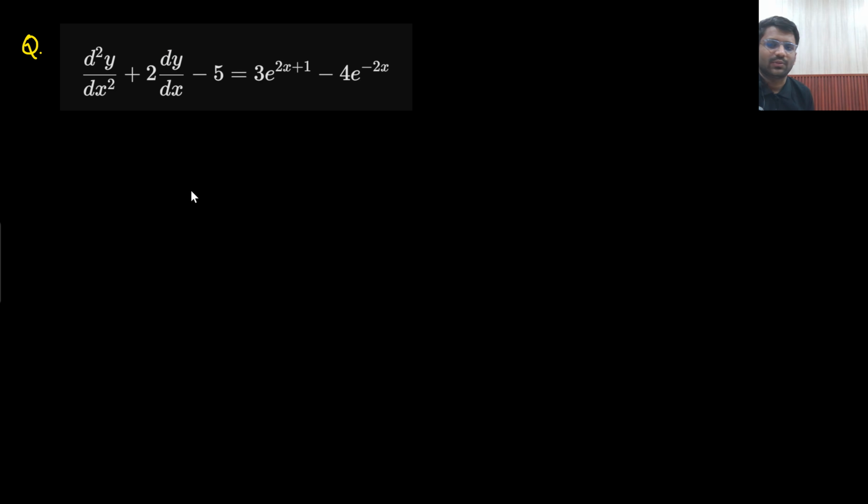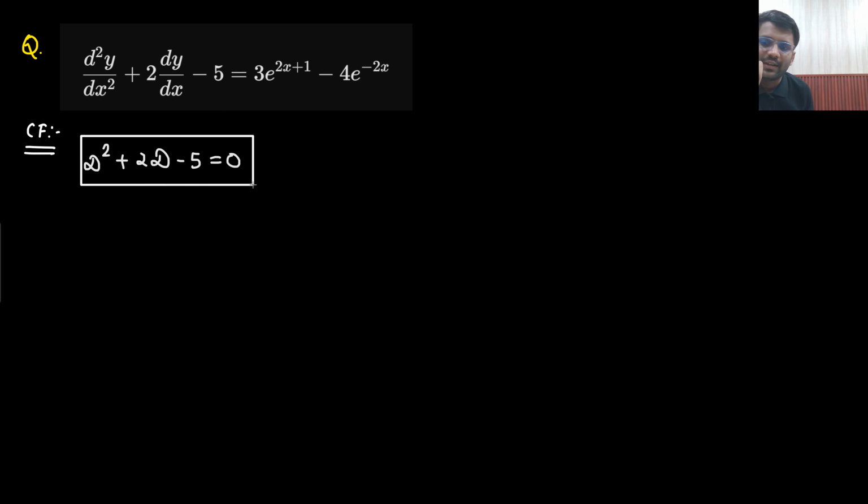Now let's solve this question. It will be your revision question. Completely everything that we have studied till this point will be revised. So now you find out CF first. First you find out CF. What will be the answer? What is the answer of your CF?